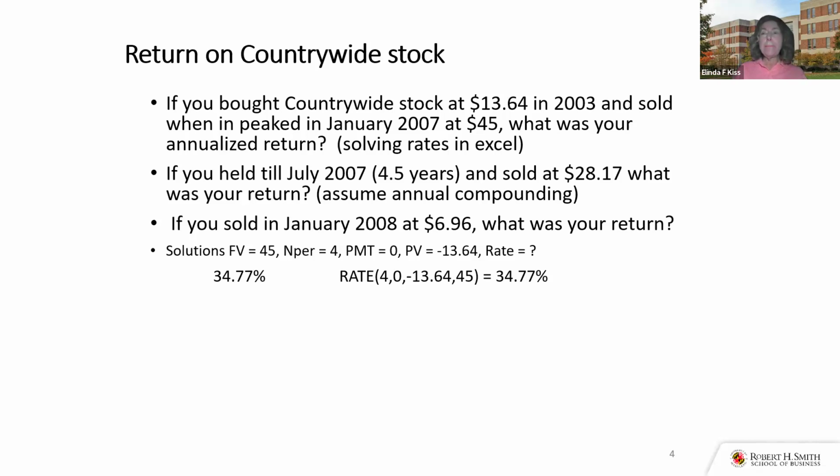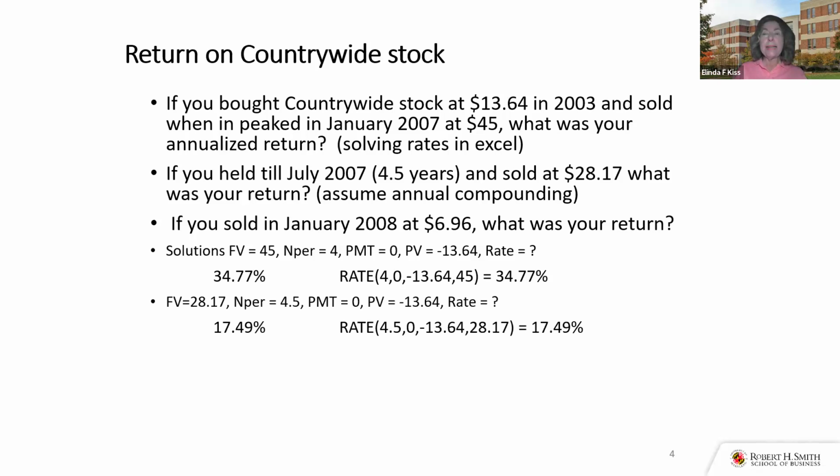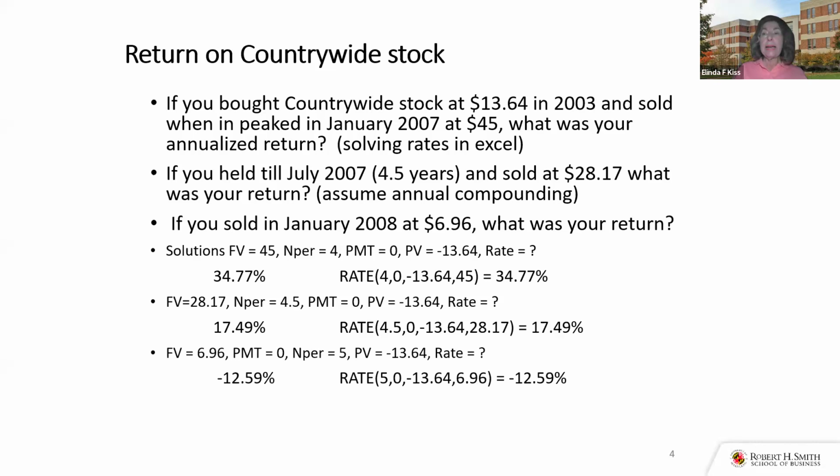Now, NPER is 4.5 and future value is 28.17. Our return is a little bit less than 17.5%. And what if you said, let me hold it for 5 years? Then you can see that the return is negative. You certainly didn't buy that stock for a negative return. This is the risk that you may not get the return that you wanted.